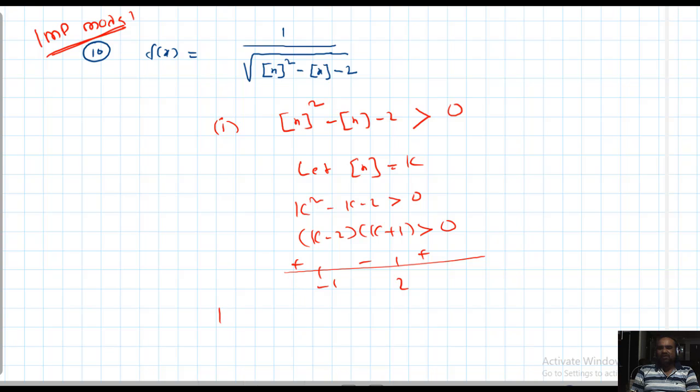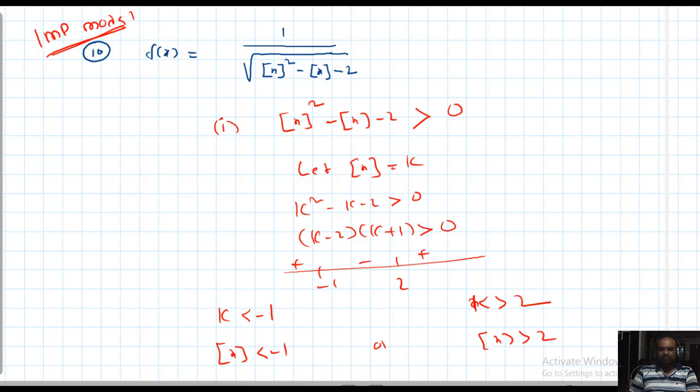What is it saying? Your k value should be less than minus 1, and your k value should be greater than 2. K means sin x. Sin x should be less than minus 1, and sin x should be greater than 2. Such values we find, and after that their union is the solution of the problem.